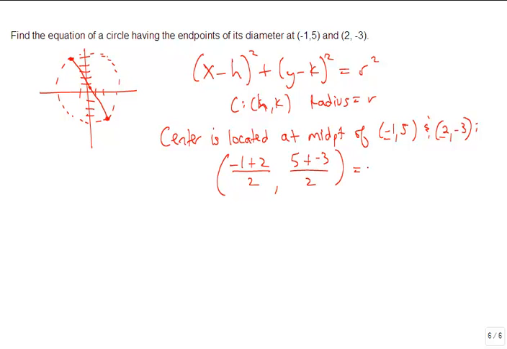If we simplify that, negative 1 plus 2 is 1, so this is 1/2. 5 plus negative 3 is 2. 2 over 2 becomes 1. So now we know our center. That's going to become our h and our k.